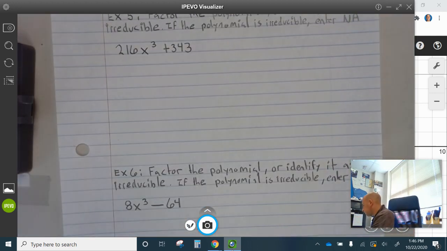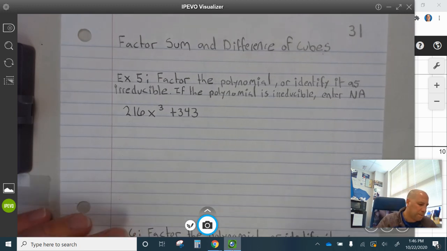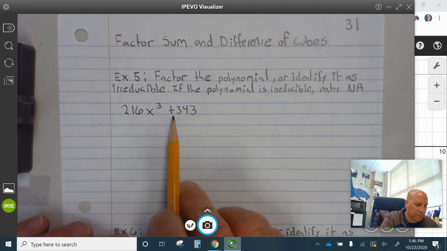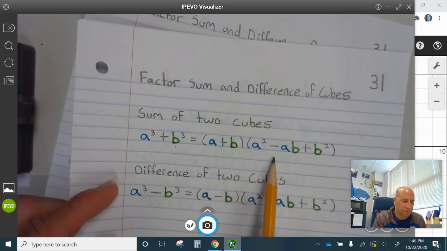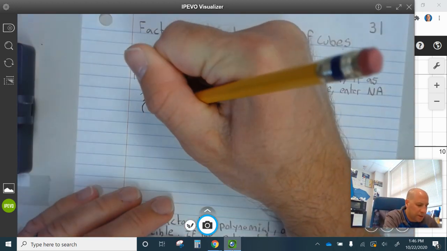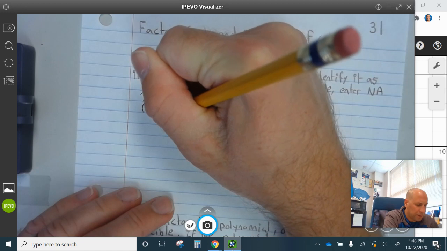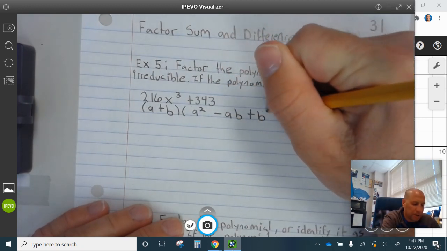All right. Now let's take a look at the next examples. Journal page 31, factor sum and difference of cubes. Example 5. Factor the polynomial or identify it as irreducible. If the polynomial is irreducible, enter NA. Okay, so it looks like we have the sum of cubes. So we know we're using this right here. So that's going to be A plus B times A squared minus AB plus B squared.